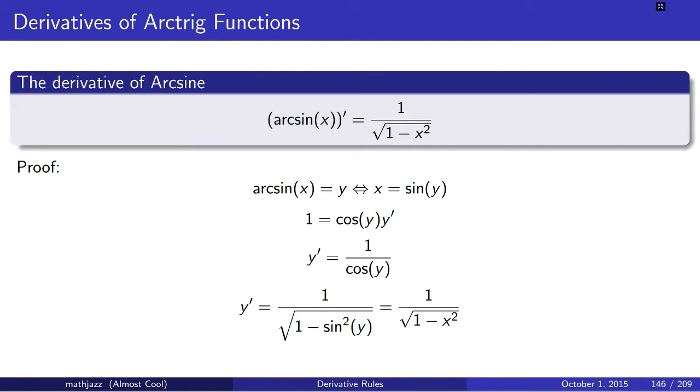So we get that the derivative of arcsine of x is 1 over the square root of 1 minus x squared.